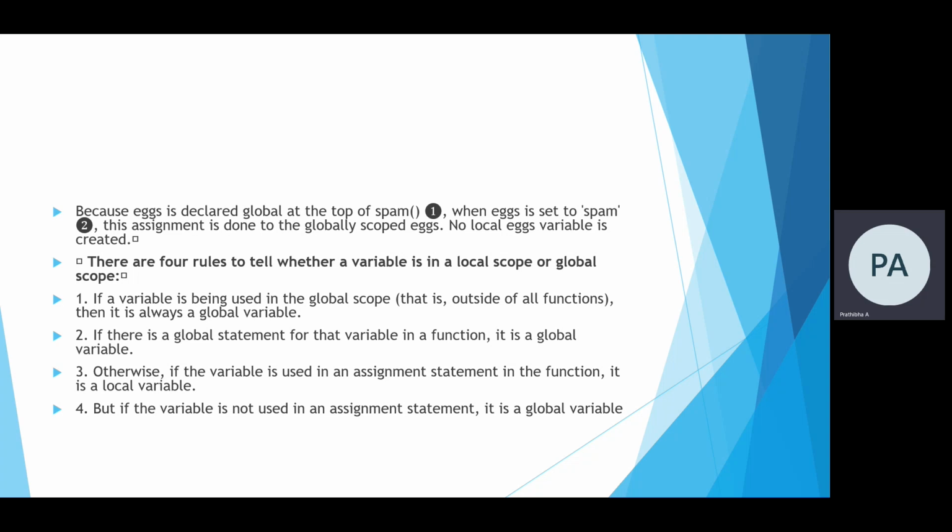Whenever we declare a variable outside the function, it is in the global scope, it is a global variable. When we declare a variable inside the function with an assignment, then we call it a local variable. But when you write that global statement for that variable inside the function, then we call it a global variable itself. It is not a local variable. When we use a global statement inside the function, we treat it as a global variable only.